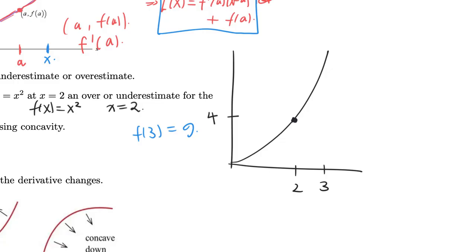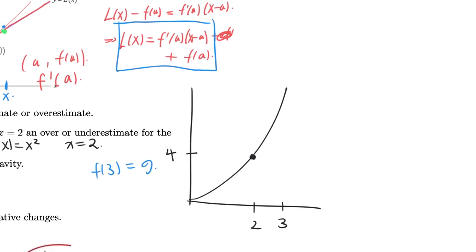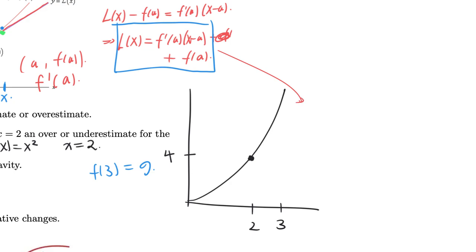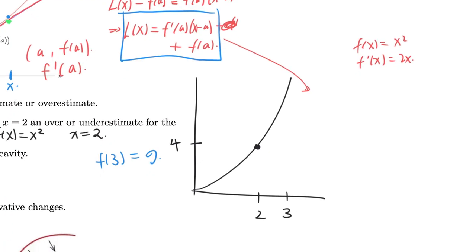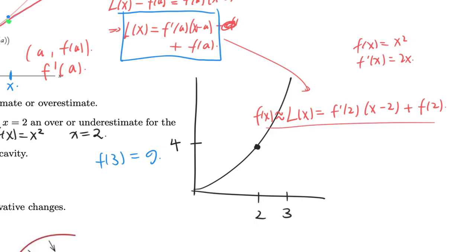So here we're going to take the tangent line. If you just look at this format over here, we can apply it to this f of x equals x squared. So f prime of x equals 2x. And at x equals 2, we would get L of x equals f prime of 2 times x minus 2, plus f of 2. F of x is approximately equal to this. So on an AP exam, you might just want to write this form right over here.